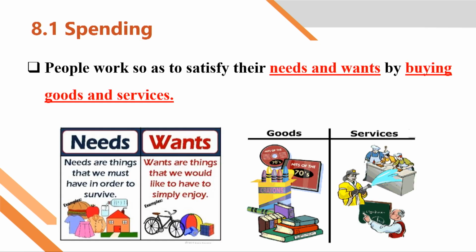What is spending? People work so as to satisfy their needs and wants by buying goods and services. Needs are things that we must have in order to survive, whereas wants are things that we would like to have to simply enjoy.